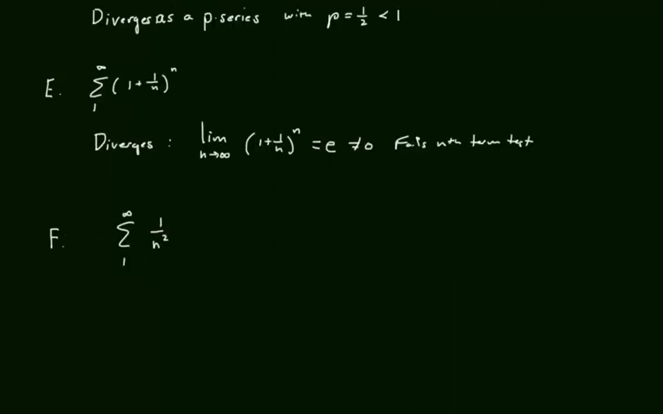Example F, the sum from 1 to infinity of 1 over n squared, by observation converges as a p-series with p equals 2, which is greater than 1.